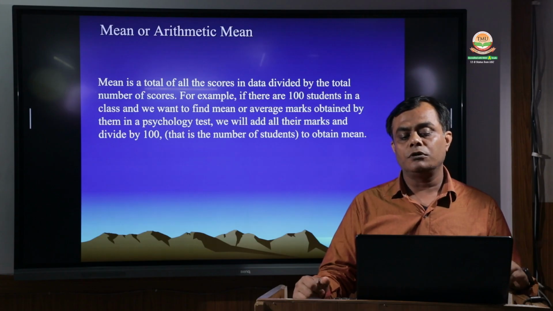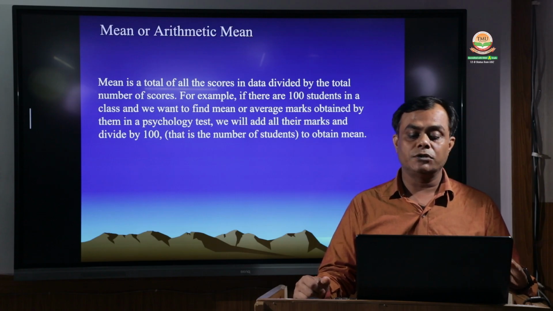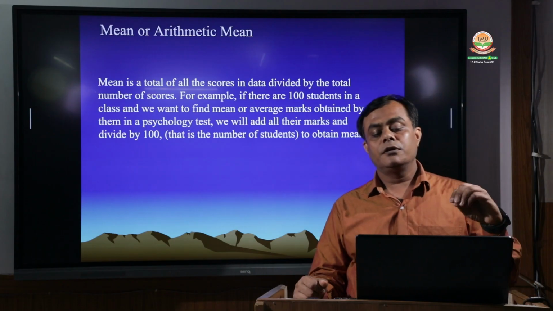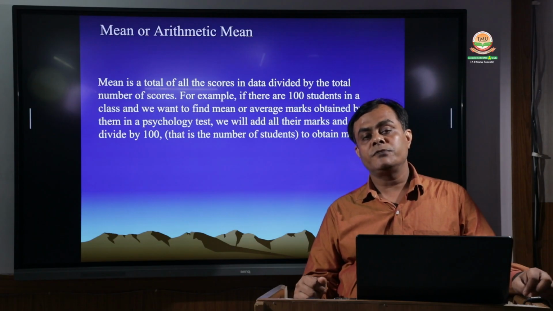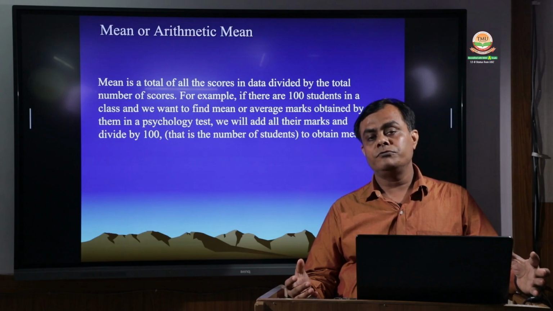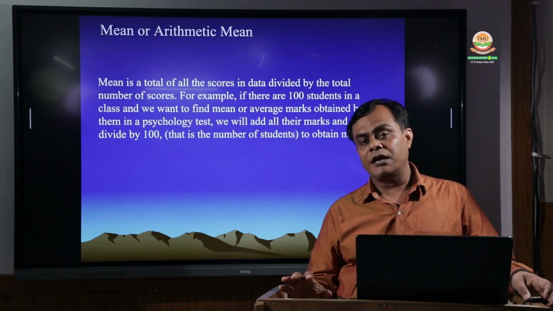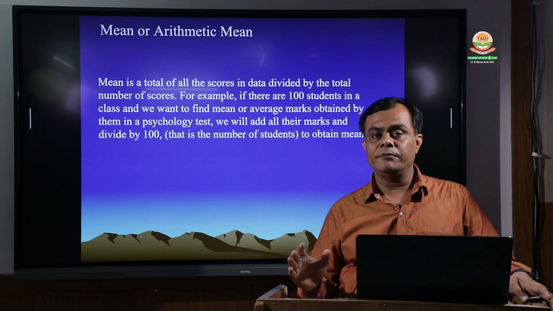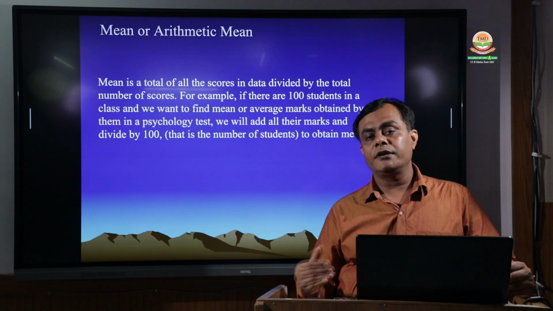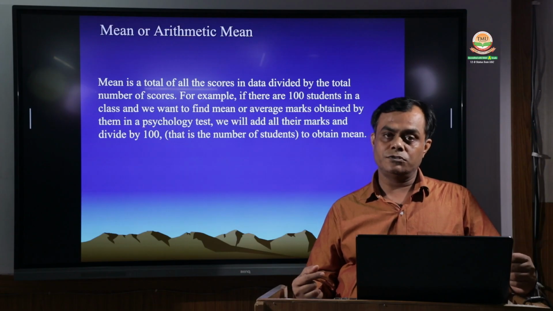Mean is the total of all the scores in the data divided by the total number of scores. For example, if you want to calculate the mean of the marks of 100 students, first we gather the marks of all 100 students, add them up, and divide that total by 100. Finally we get the mean value of the marks of those 100 students.